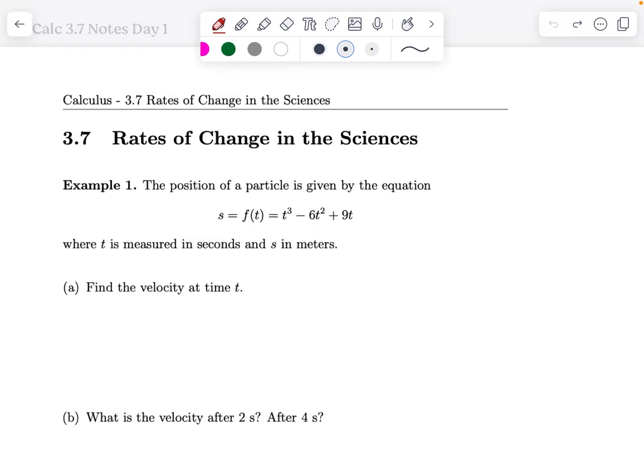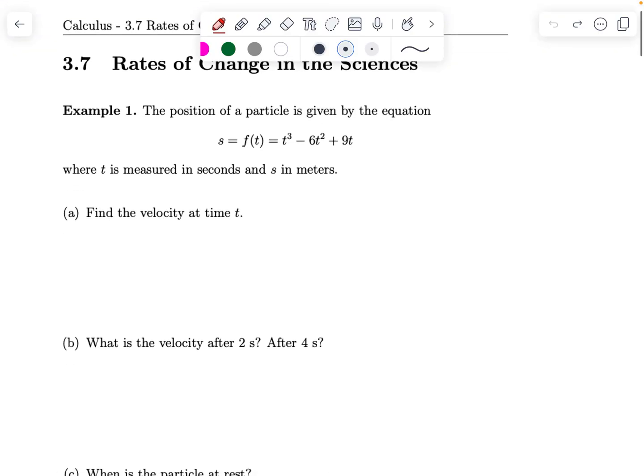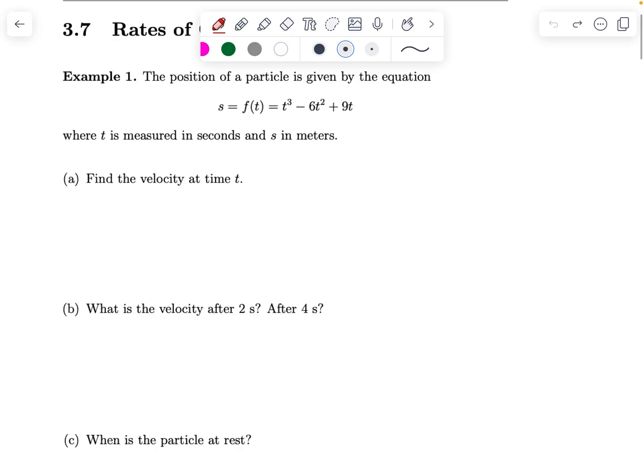Today we're going to look at 3.7, rates of change in the sciences. So all we're doing is just different kinds of derivatives. Nothing crazy, nothing really new. But we got the position of a particle is given by the equation s equals f of t, which is t cubed minus 6t squared plus 9t.